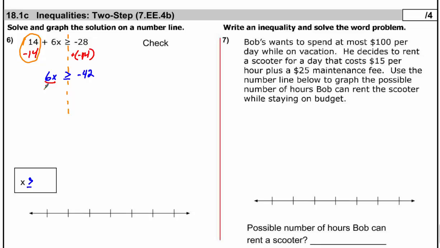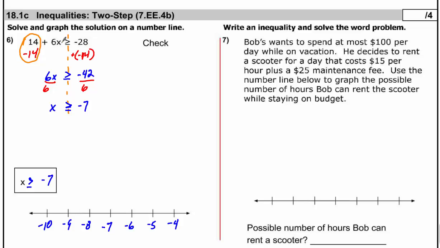Divide by the coefficient on both sides, and you get x is greater than or equal to -7. And that's my final answer, -7. So I'm going to put my -7 on the number line. I'm going to number the rest of it. Remember, negatives, as you go to the right, things get bigger. So -4 is bigger than -5, and -5 is bigger than -7. As you go to the left, things get smaller.